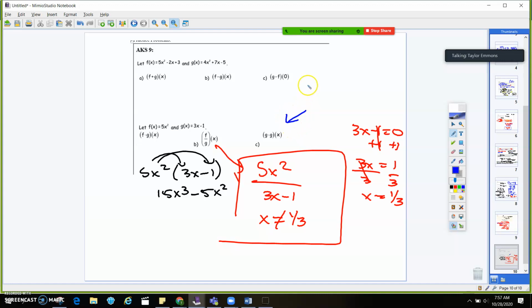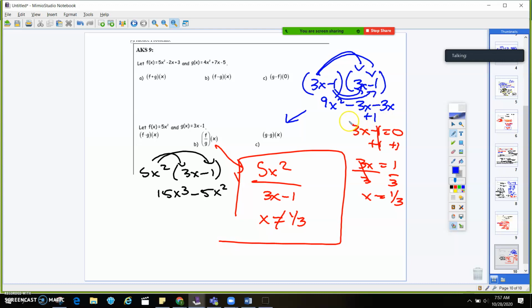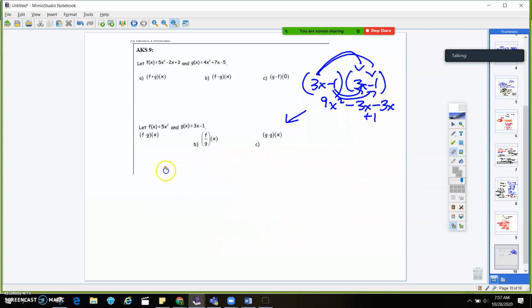All right, g times g, so we're going to take 3x minus 1 times 3x minus 1. We're going to multiply it out. So we'll get 9x squared minus 3x minus 3x plus 1. We're going to combine our like terms. So our like terms are going to be negative 3x and negative 3x. So we're going to have 9x squared minus 6x plus 1. Okay, so that's AKS 9 and 14.